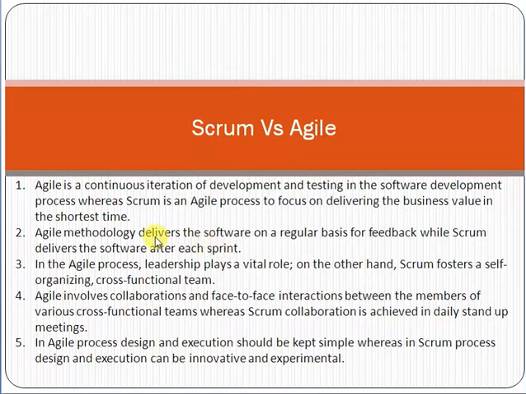While in Agile, there is no such concept of sprint. We use a regular basis. The regular basis can be 3 months, 1 month, or 2 months. So there is no concept of sprint in Agile basically.